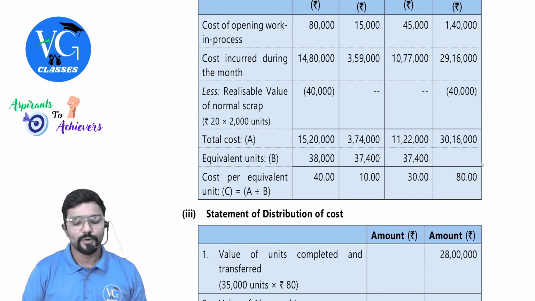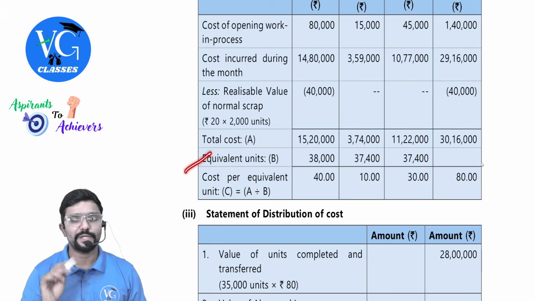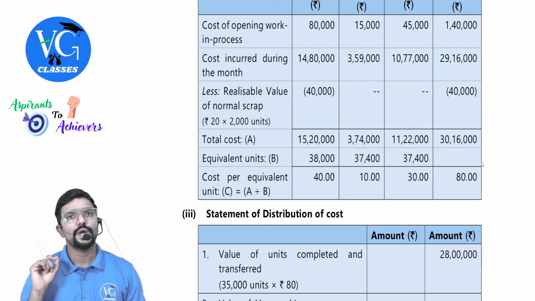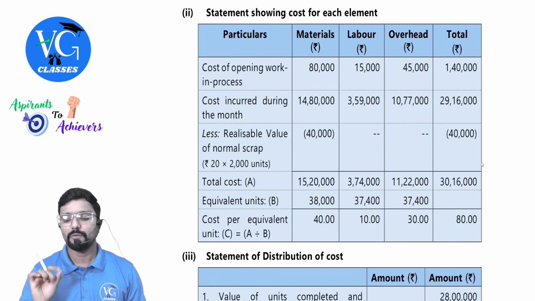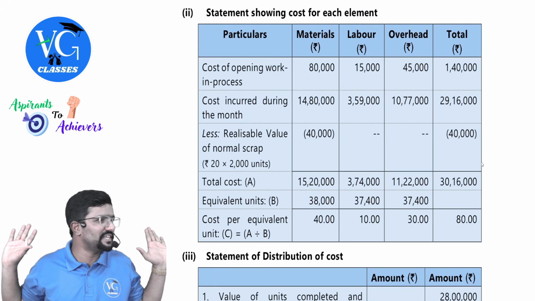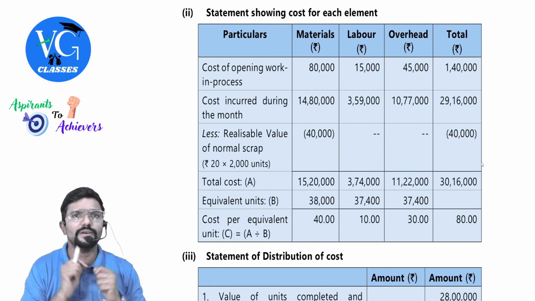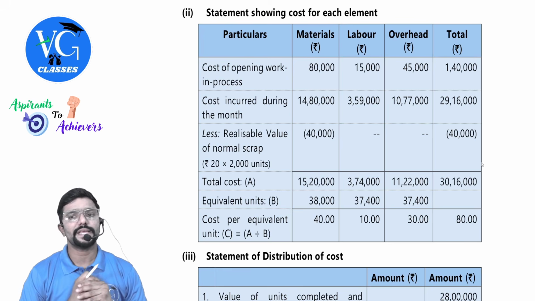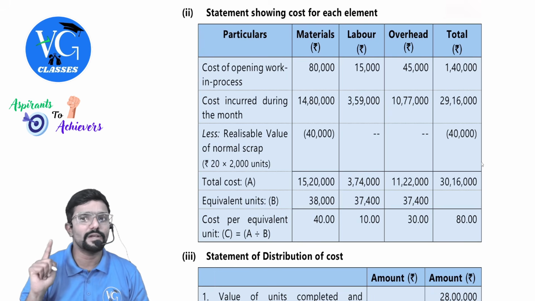So the total cost for each of material, labor, overhead that you have calculated, divided by equivalent units, gives you the cost per equivalent unit. Material 40, labor 10, and overhead 30. If figures come like this, no problem with rounding off. Only when decimals come do we have to take care of rounding off. Total is 80. One important thing: under the statement of cost, maintain this column. Don't miss it.